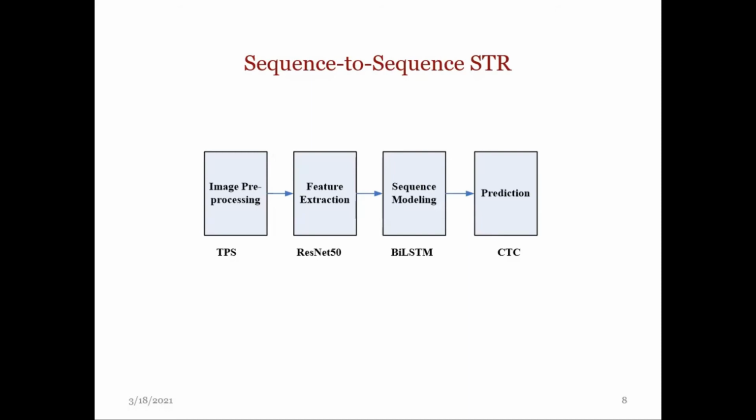And we use the BiLSTM for the sequence modeling. For the prediction, there are two popular prediction techniques, one called CTC and another one called attention. The CTC actually is faster, but the prediction accuracy is not as good as attention. But attention costs more time and more memory to do the prediction. But usually, attention may have a better prediction accuracy.